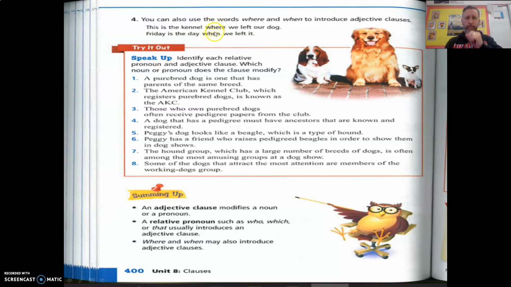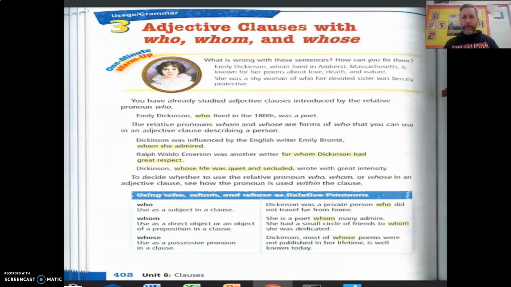Where and when are also known to introduce adjective clauses, and in order to find the word it modifies, remember we go right in front of the clause to identify that noun or pronoun. Okay, so basically maybe you've wondered, when do we use who, when do we use whom? That is something we're going to explore today, as we're also learning about adjective clauses. And then just remember that whose is a possessive pronoun that's in a clause. Okay, so that's the possessive pronoun.